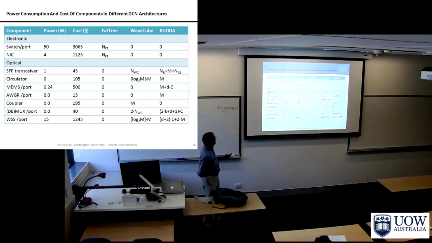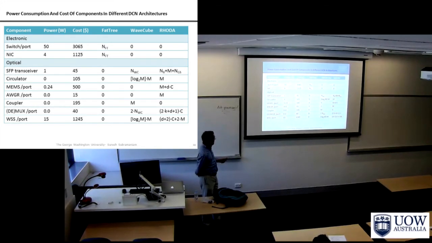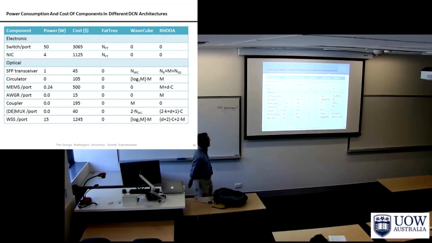Okay, these are some of the optical components. You see, many of these are zero because many of these are passive devices, so they don't consume any power. And the costs are also pretty reasonable. Well, this is an expensive device, as I mentioned: the WSS, the wavelength selective switch. That's more than $1,000 per port. So right now, 20 is the maximum number of ports that you have, but that's upwards of $25,000, something like $25,000 right now. That's a 20-port switch.